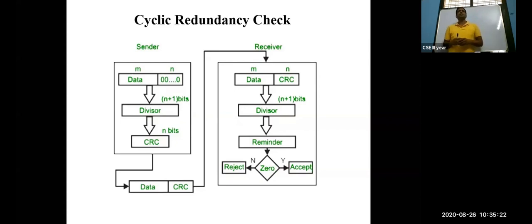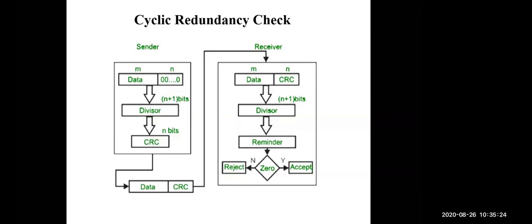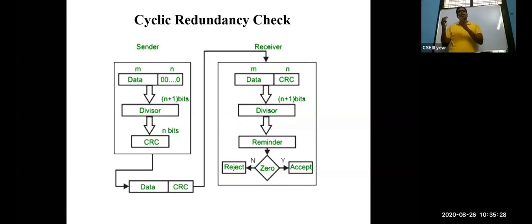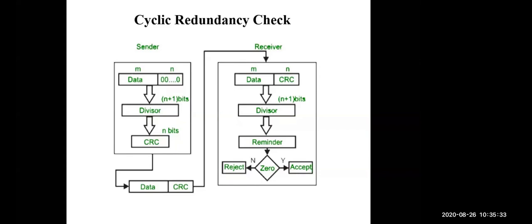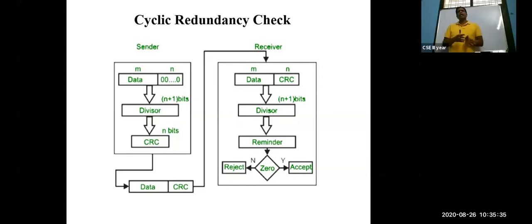So data plus CRC bits are sent to the receiving side. Now data and CRC bits are divided by the same divisor as the sender. If the remainder is 0, simply accept the data. If not, reject the data.